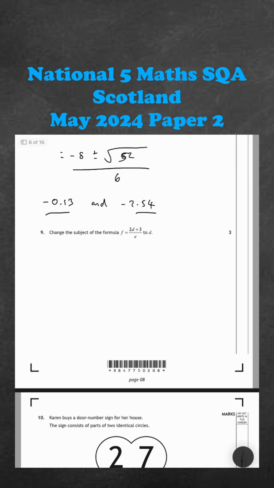Question 9. Change the subject of the formula f equals 2d plus 3 over e to d. All we need to do here is multiply both sides by e, so we get ef equals 2d plus 3. Subtract 3 from both sides, ef minus 3 equals 2d. Divide both sides by 2. d equals ef minus 3 over 2.